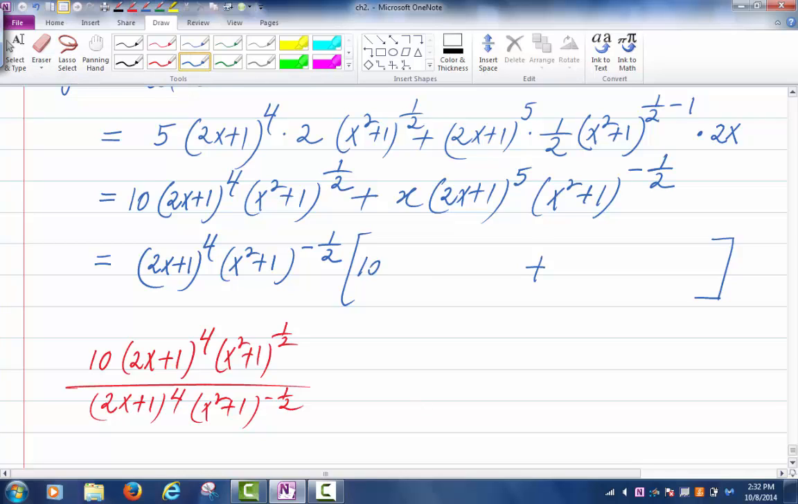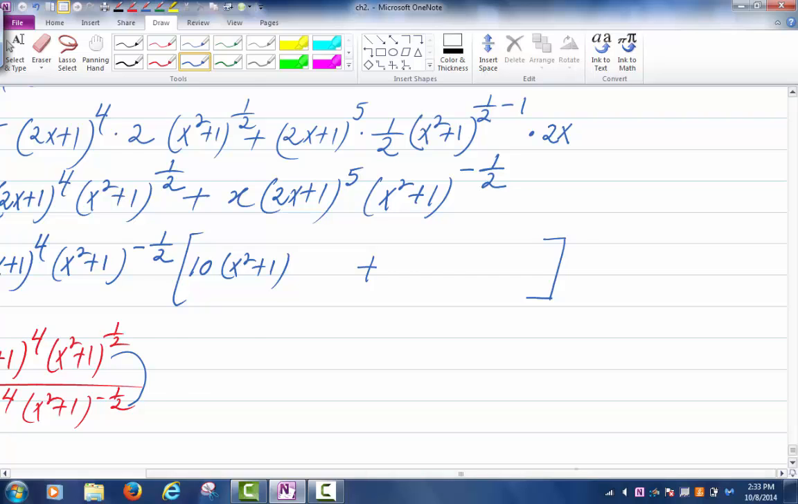10 times (x^2 + 1) to the half minus, you're going to subtract the exponent, right? Half minus negative half, which would be half plus half, which would be 1. You realize that. When you combine these two, you are going to subtract the exponent in the bottom from the exponent on the top, right? And you're going to get 1.